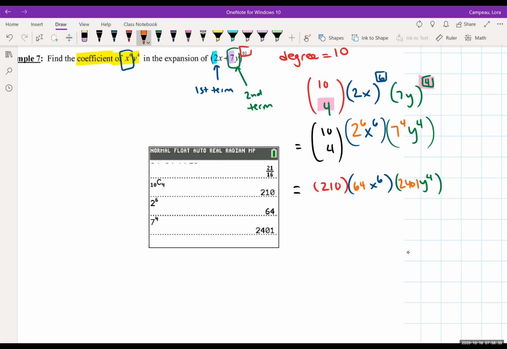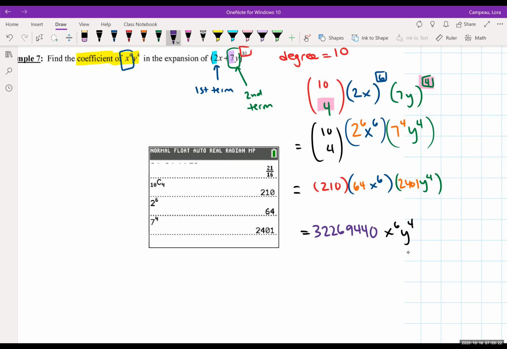So we are almost there. We can just write out the term. We do know it's x to the 6th, y to the 4th. But now we just use our calculator to compute 210 times 64 times 2,401. And we do get a large number. So I'll write that down with you, and you can follow along on your TI if you want to. Write this down: 3, 2, 2, 6, 9, 4, 4, 0.